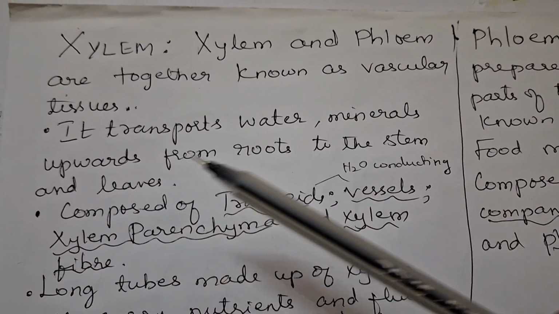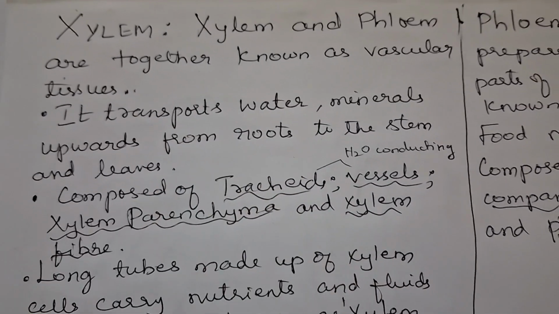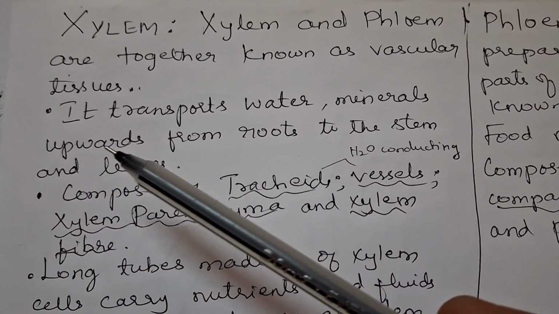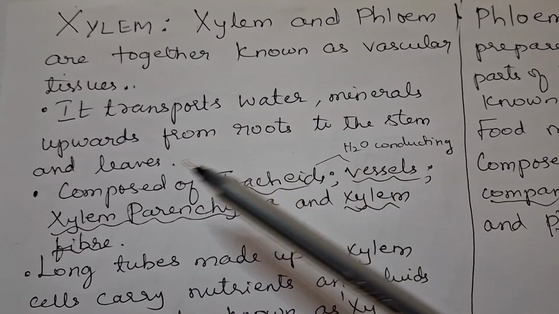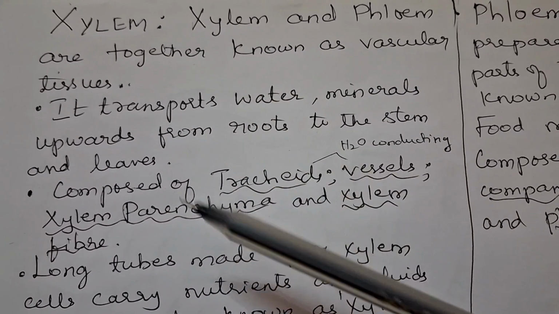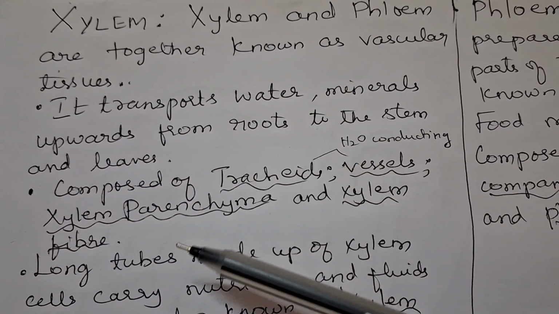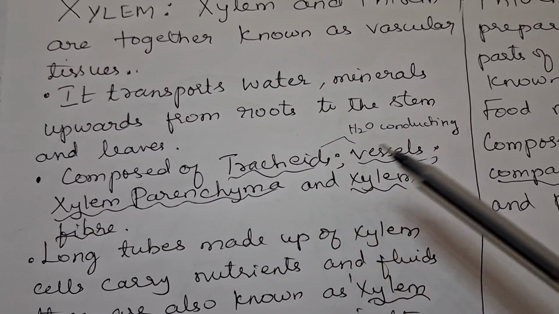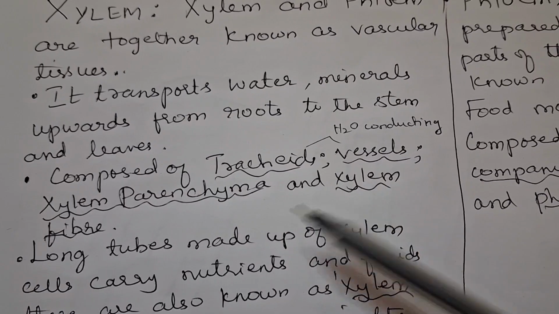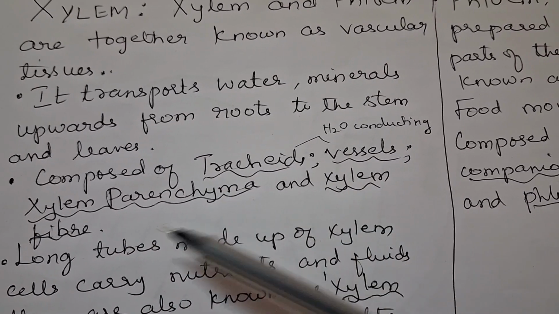Xylem and phloem together are known as vascular tissues. What work do they do? What is the main function? It transports water and minerals upwards from the roots to the stem and leaves. It is one direction, from the bottom to the upper part of the shoot system. What are they composed of? Composed of tracheids, vessels, xylem parenchyma and xylem fiber.